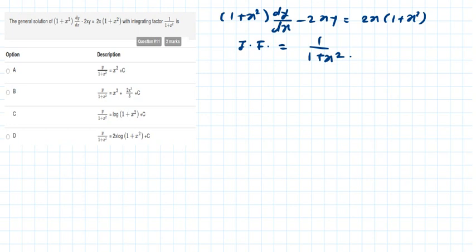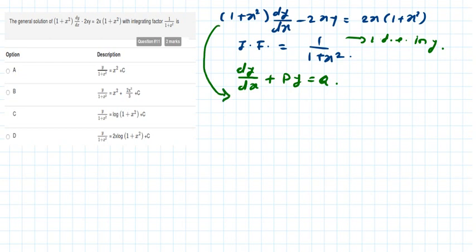Again, clearly this is a linear differential equation in y. I explained this in the first video. What is the linear differential equation in y? If I write the standard form, it will be like this: dy by dx plus p into y is equal to q, where p and q are functions of x. So let's convert this given differential equation into standard form.